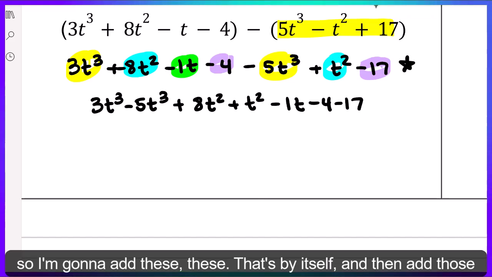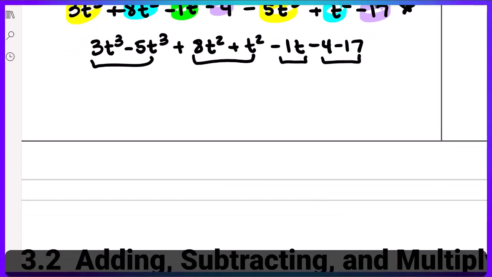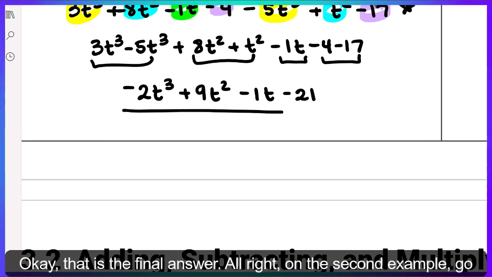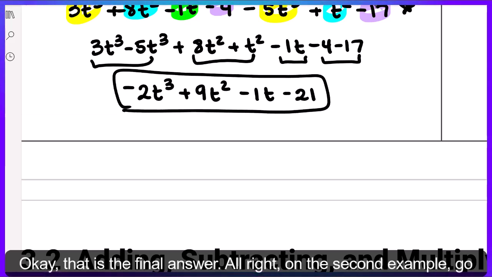Okay. So I'm going to add these, that's by itself, and then add those two together. Oops, got ahead of myself. Okay, that is the final answer.